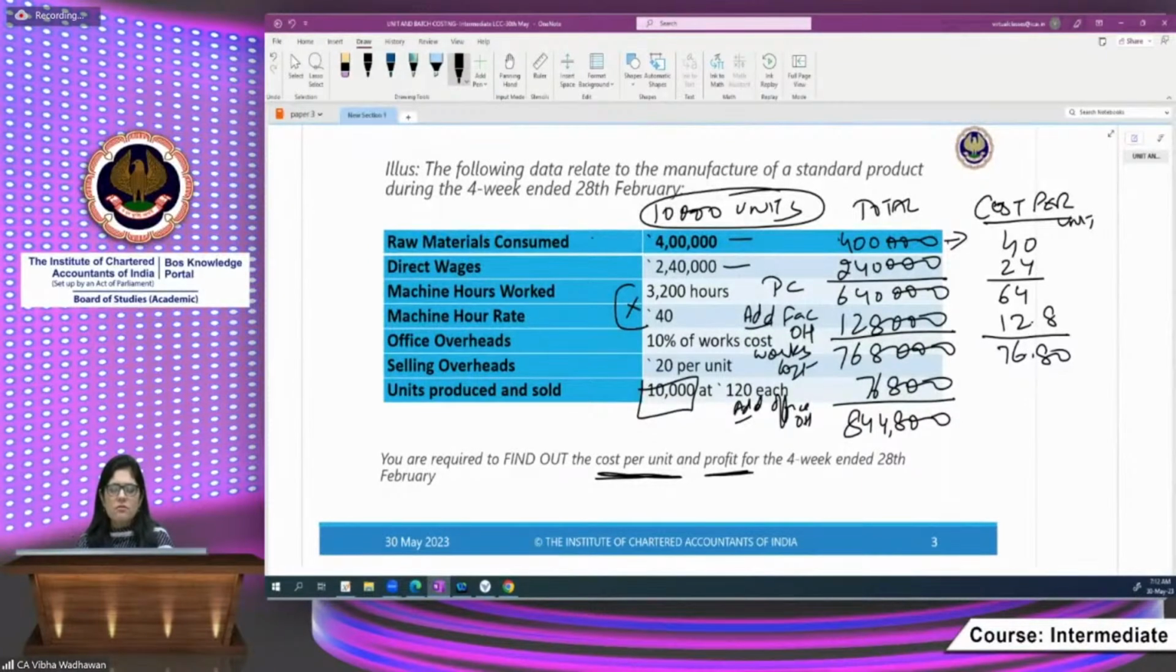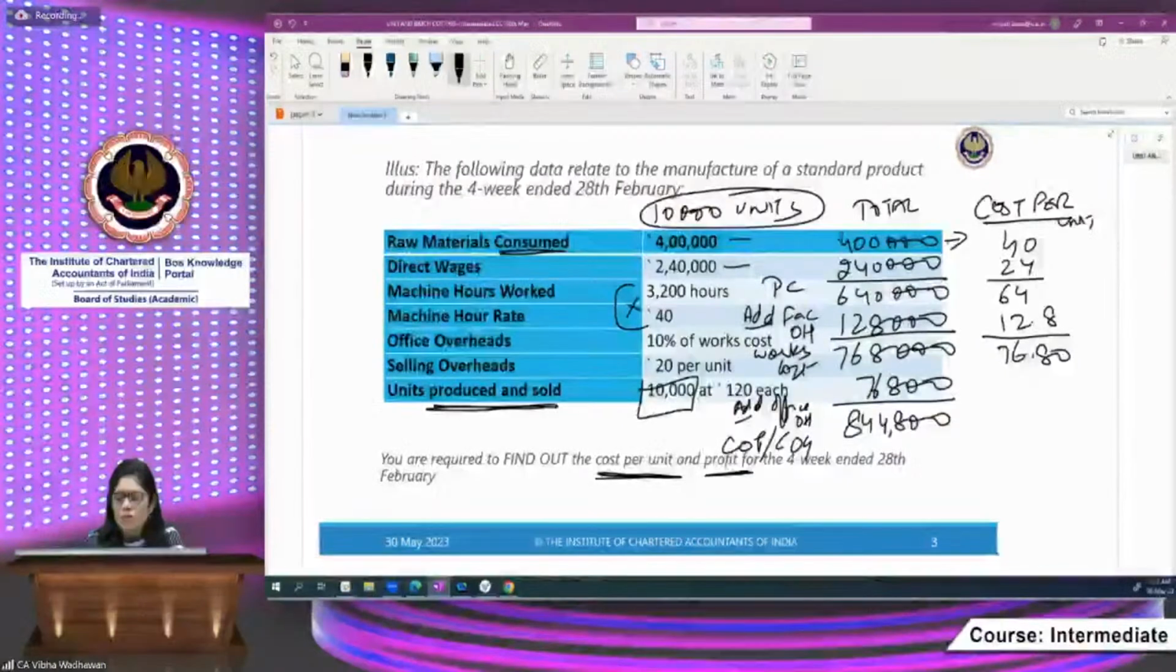So 10,000, it's given units produced and sold. So there are no closing and opening stocks here. No WIP stocks, no finished goods stocks, no raw material stock. It's directly given consumed. All right. Add office overheads. So cost of production or cost of goods sold.